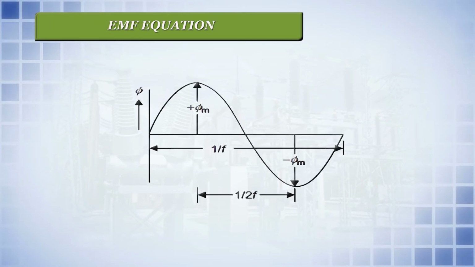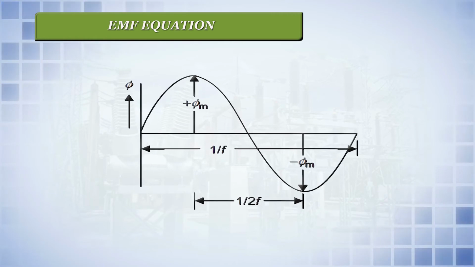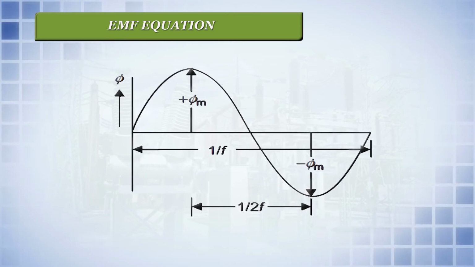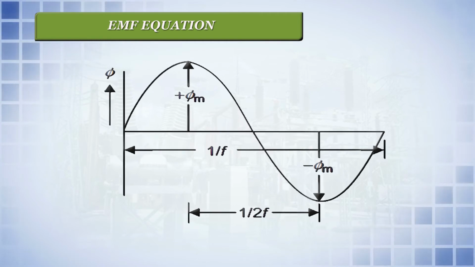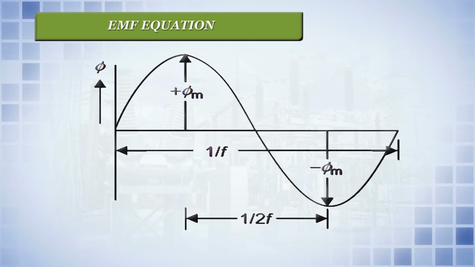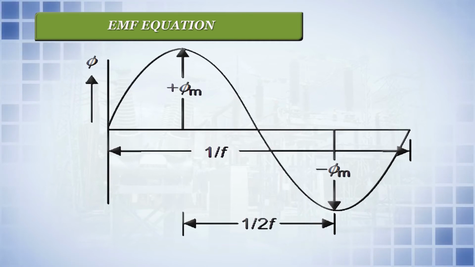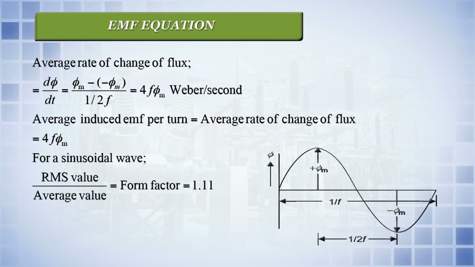As shown in the figure, you can notice that the flux changes from maximum plus phi m to minus phi m in half a cycle, that is, in 1 by 2 f second. The amplitude of the positive cycle is plus phi m, and the amplitude of the negative flux is minus phi m. So changing flux from positive phi m to negative phi m takes 1 by 2 f second. So you can also calculate the average change of flux.